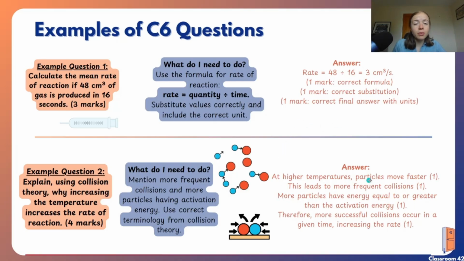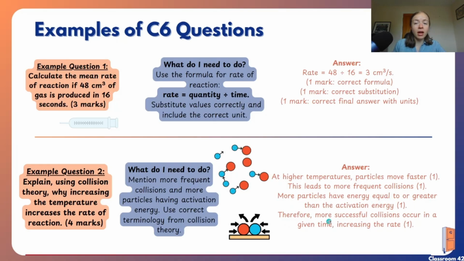At higher temperatures, particles move faster. That would be 1 mark, which leads to more frequent collisions. Another mark. More particles have energy equal to or greater than the activation energy, 1 mark, and therefore more successful collisions occur in a given time, increasing the rate. So we're talking about what happens, particles move faster, and what the consequence of this is, that's explaining, another mark there.